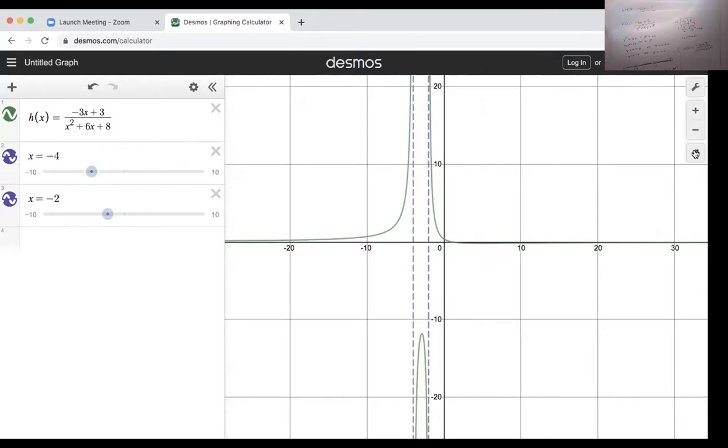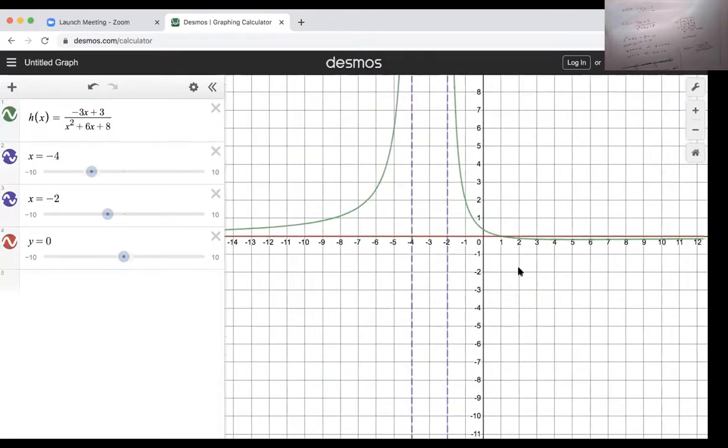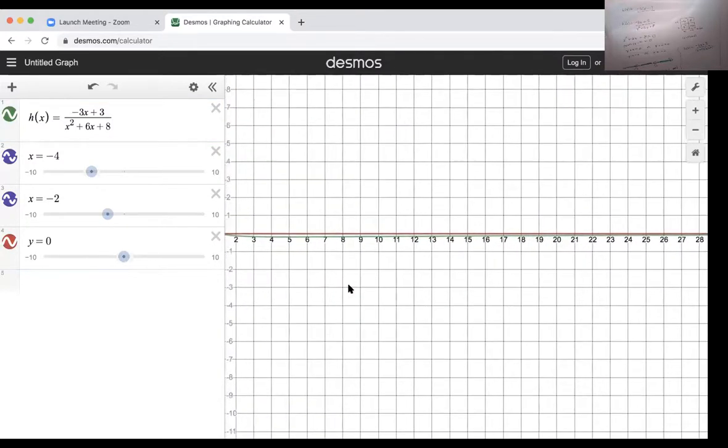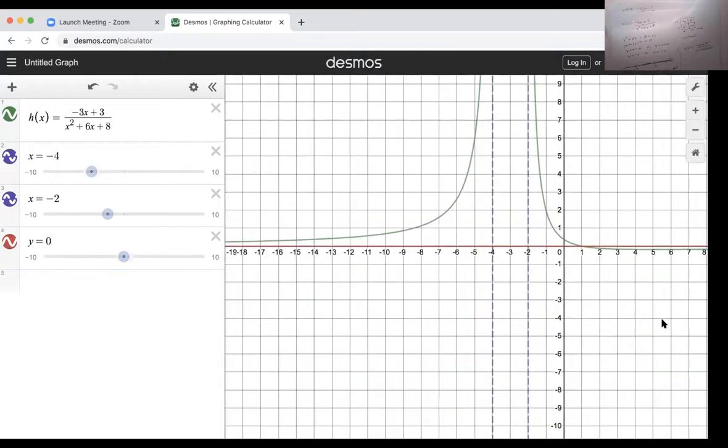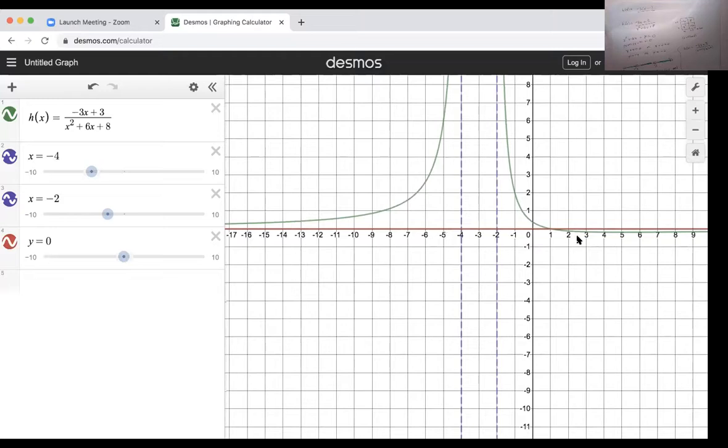Now, how about the horizontal asymptote? Let me go back to this window so I can see it. What did I say it was? Remember, the degree of the bottom was bigger than the degree of the top. When that happens, we say the horizontal asymptote is the x-axis, which is the line y equals 0. Now, can you see as we move to infinity, this green function gets closer and closer to the red line, y equals 0, in both directions. So that makes me feel pretty good about it. Notice that it intersects the asymptote, which can happen. Some students don't think that's possible.